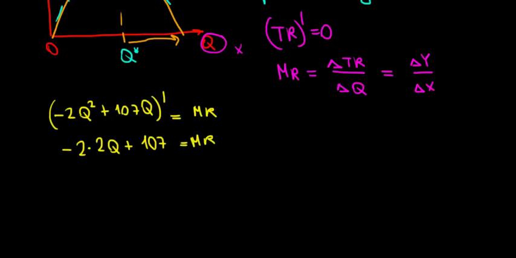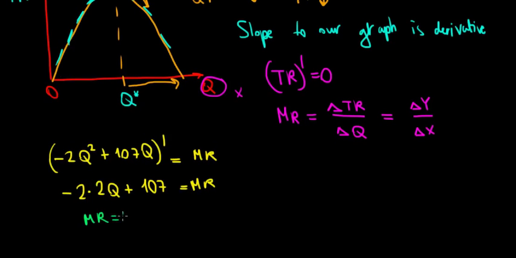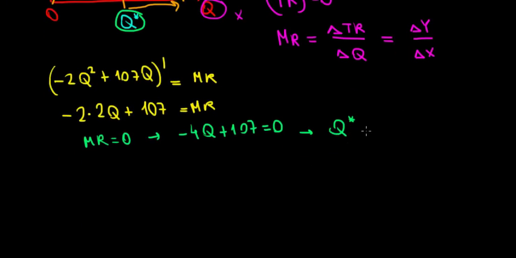Now, we want our marginal revenue equal to 0. So, marginal revenue equals 0. Minus 2 times 2Q, that's just minus 4Q, plus 107 equals 0. What is the optimal quantity? What is this value over here that maximizes our revenue? Well, that's equal to 107 divided by 4, which equals 26.75. So when we sell 26.75 units, that's when we have the most revenue.